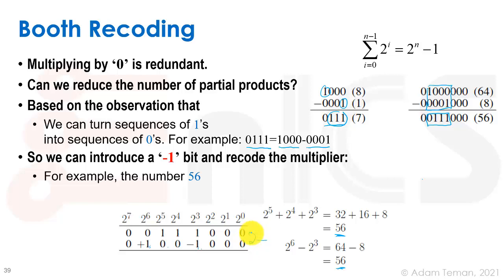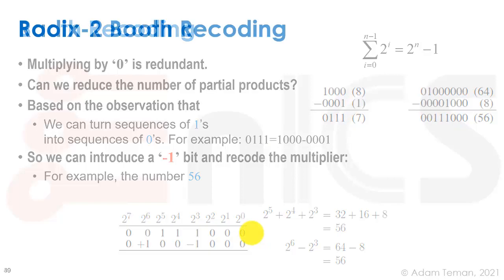So if we take something and we're not necessarily in a binary situation, but we add some additional operation, which is a minus 1 instead of a plus 1, we can actually do this Booth recoding and create a vector that has a lot of zeros in it.